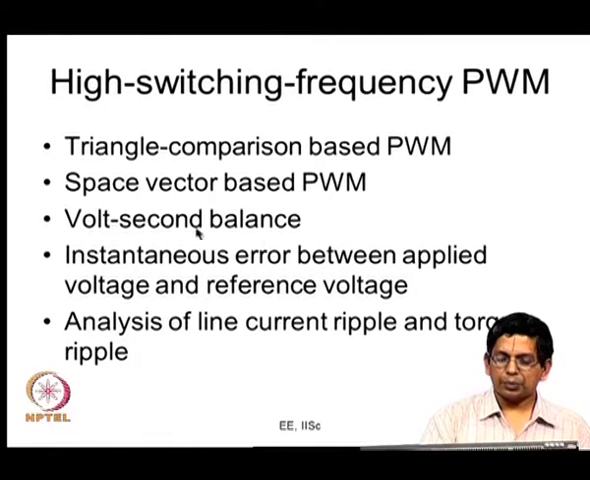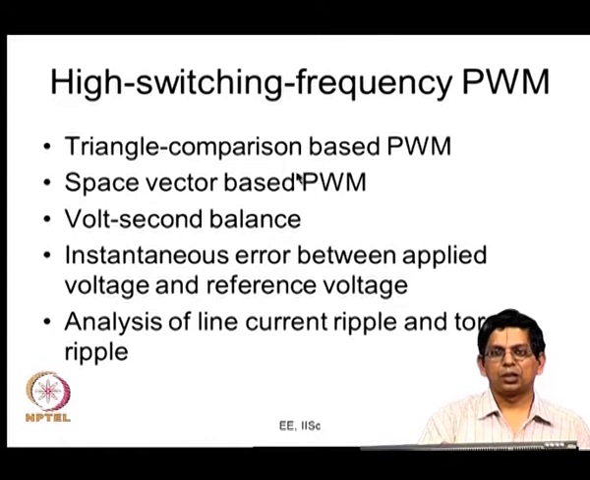What happens in these cases is there is a volt second balance. The triangle comparison method goes on a phase by phase basis. For every phase it says I need so much of average voltage, and that much of average voltage is actually applied by the inverter. So, the applied voltage and the reference or commanded voltage are equal over every sub cycle or every half carrier cycle, and that is what you call volt second balance.